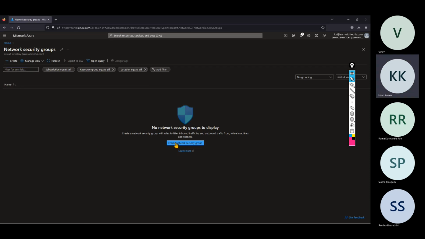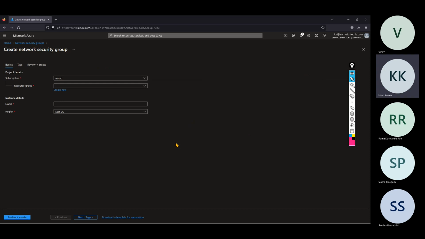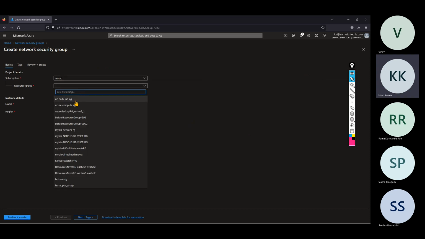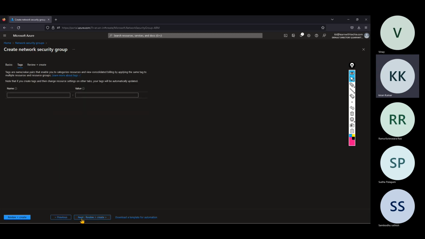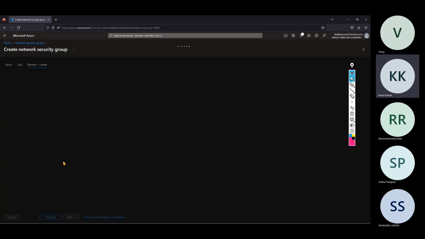Create a network security group. Here I need to provide the subscription and resource group, and give the name, like energy01, and select which region we want. Accordingly we need to select that region, and next tag and review and create it. Very simple to create a network security group.